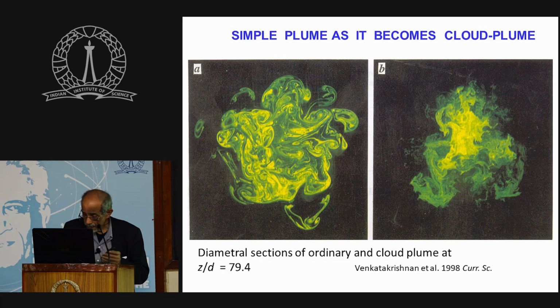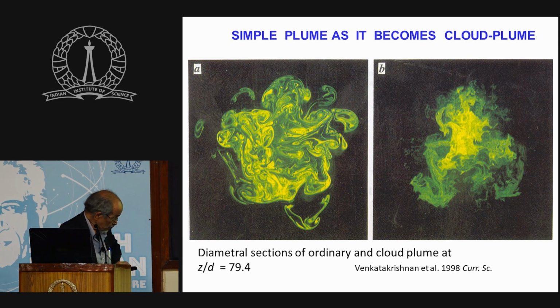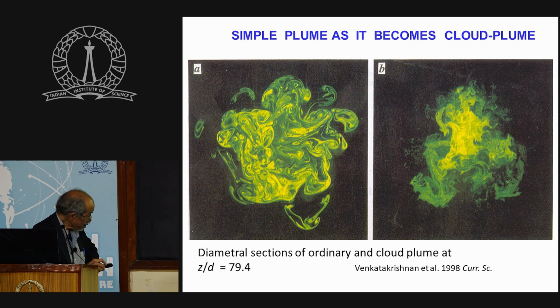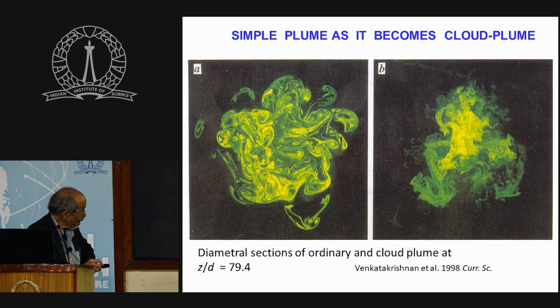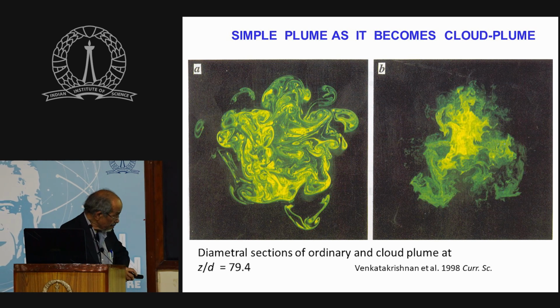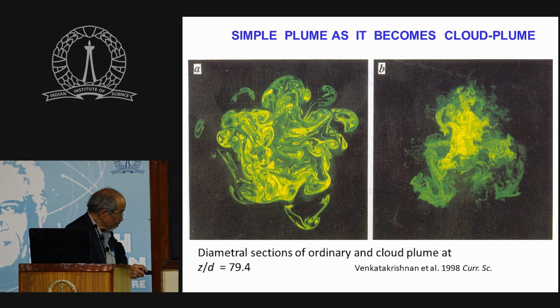Well, I think I'll skip this. The major point I wanted to make here is that if you take a cross section of the plume, by using color and a laser, this is the way that it will look in an ordinary plume, and that's the way it will look in a cloud plume, namely a diabatic plume. That's what we call it.